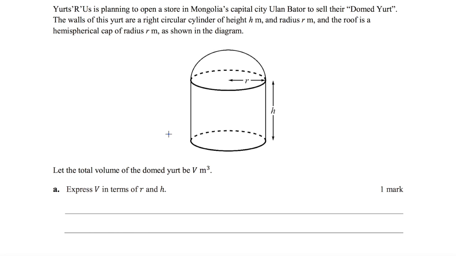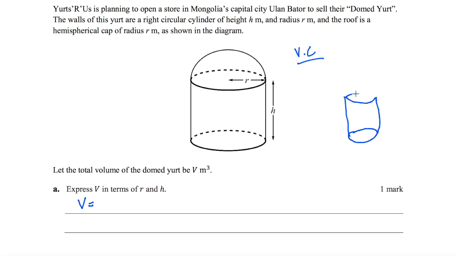Let the total volume of the domed yurt be V. Express V in terms of r and h. Alright, this is hopefully pretty straightforward. So we know our volume is equal to the volume of the cylinder part plus the volume of half a sphere. So for the volume of the cylinder, we should know that the volume of any prism is equal to the area of the base times the height.